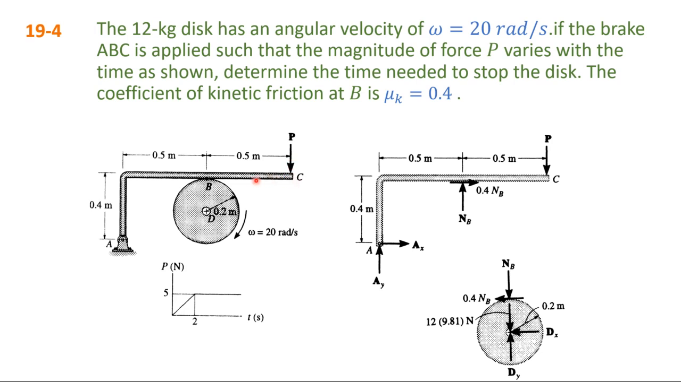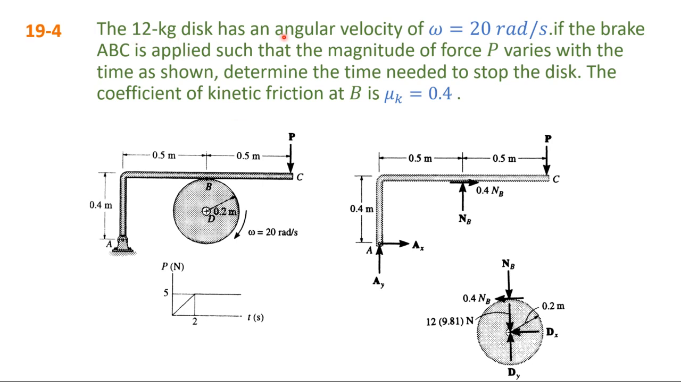What's happening is that the contact between the lever and the disk at the point B will cause the friction force that will force the disk to stop rotating. So we can analyze this operation. First, let's read the question.